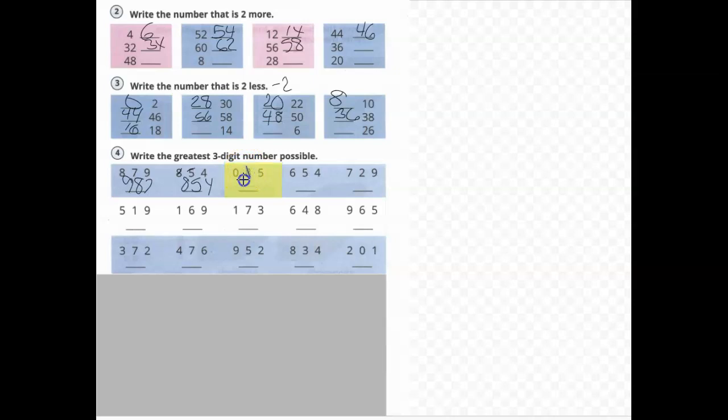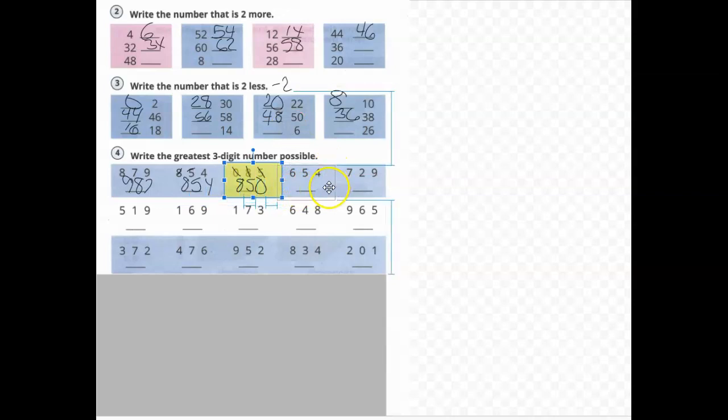So I'm going to start by writing my 8. Now I have a 0 or I have a 5. 5 is next because it's the next greatest. And then 0 is the smallest. So I have 850. You see how I did that?